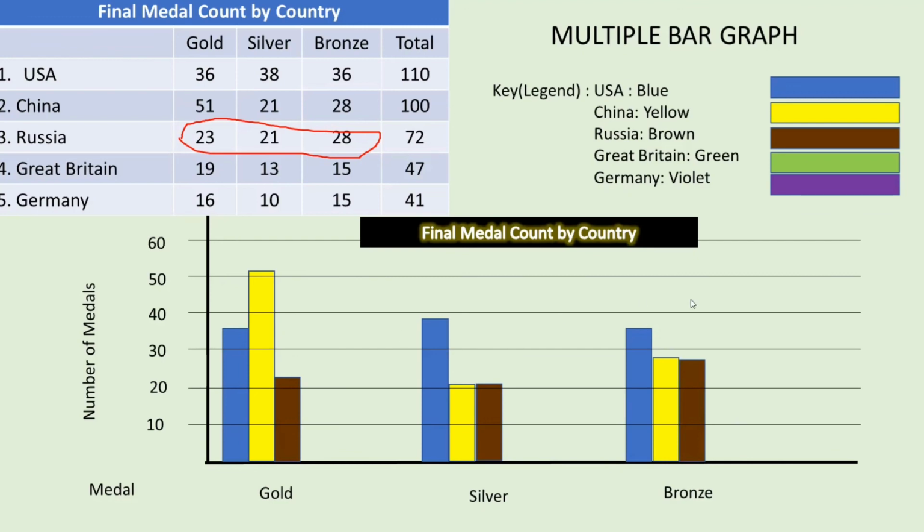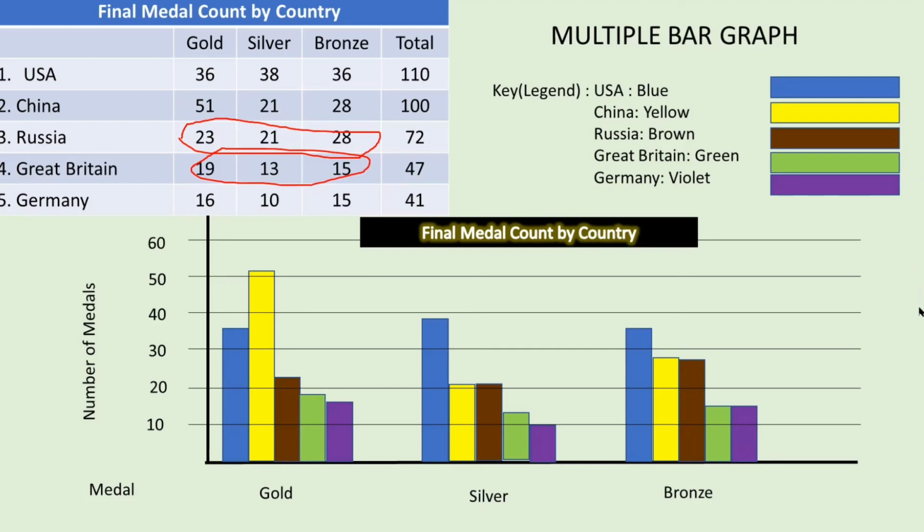Next natin ay the Great Britain. So, yung gold natin sa Great Britain ay 19. Then, the silver is 13. And then, the bronze is 15. Next natin and last, which is Germany. Color violet tayo. So, yung gold ay 16. Yung silver natin ay 10. And then, yung bronze natin ay 15. So, ayan po yung ating bar chart. So, ganito lang po yung paggawa ng ating bar chart.